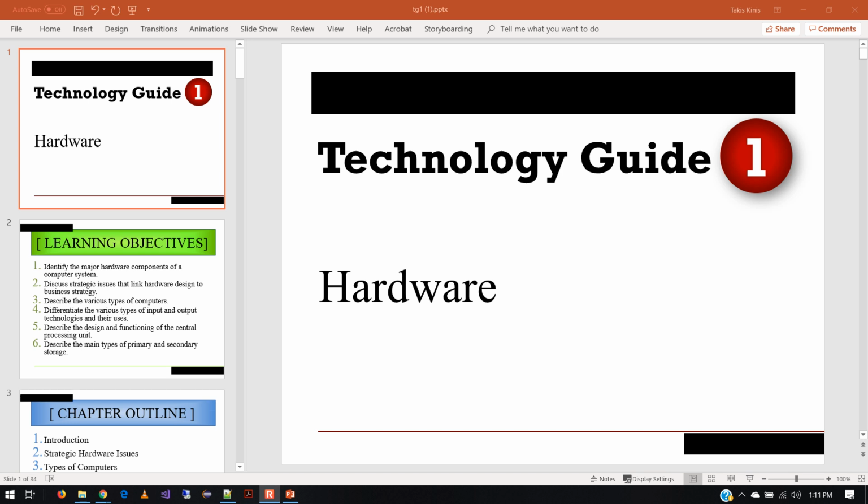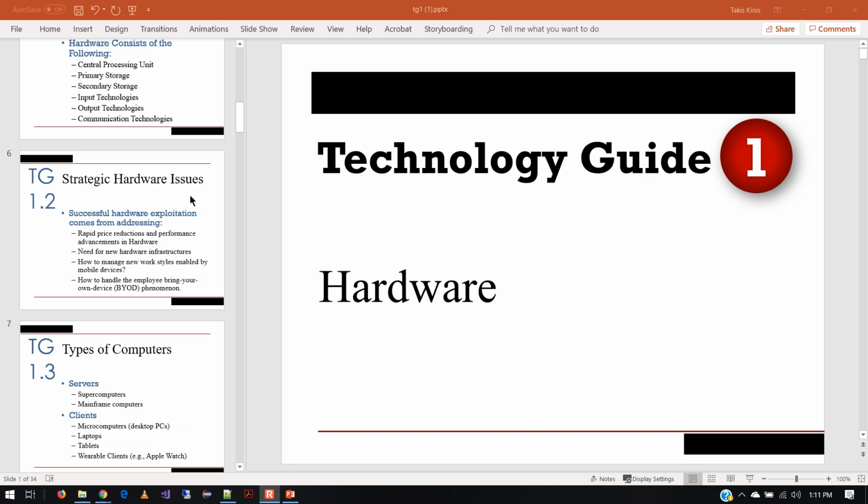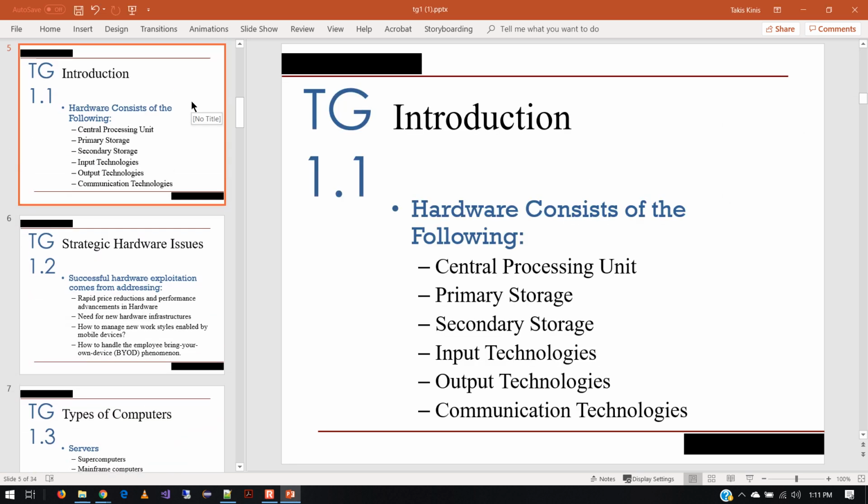So that concept extends. Let's scroll down a couple of slides here. I'm going to go right to this slide here. It's the 5th slide.